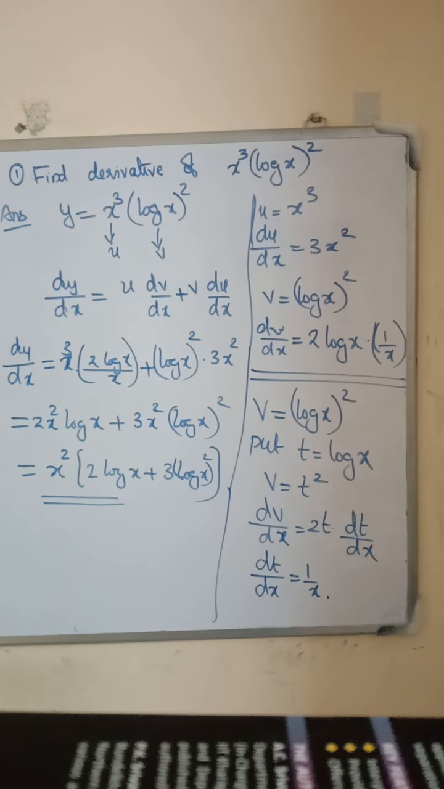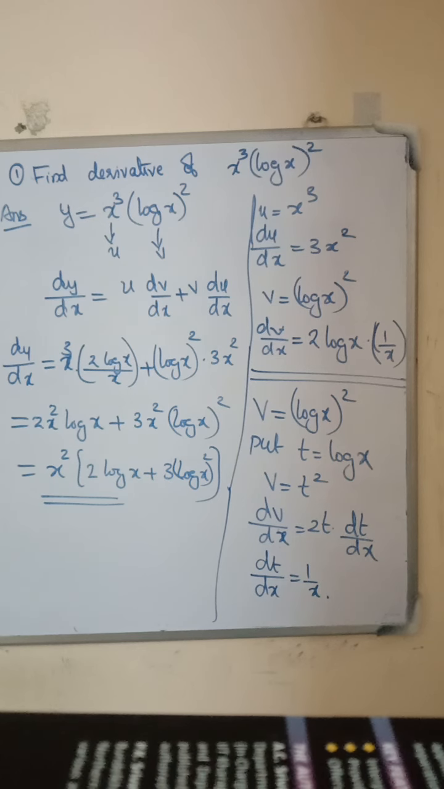Next problem, find the derivative of x cube into (log x) whole square. Here the functions are x cube and (log x) whole square. We know that the derivative of x cube is 3x square. But it is not easy to find the derivative of (log x) whole square. We know the derivative of log x, that is 1 by x.